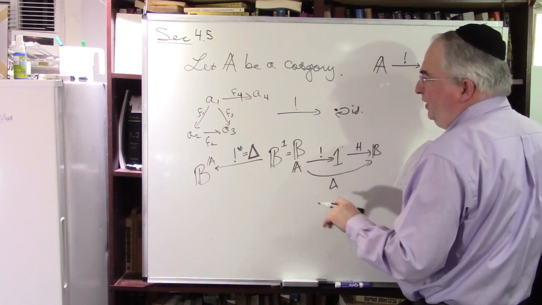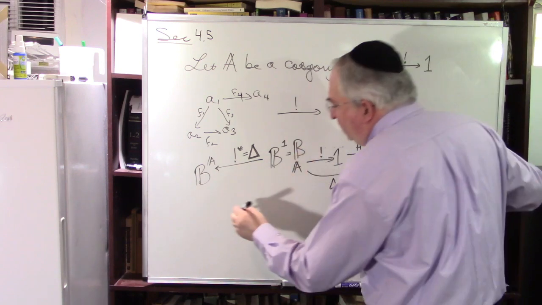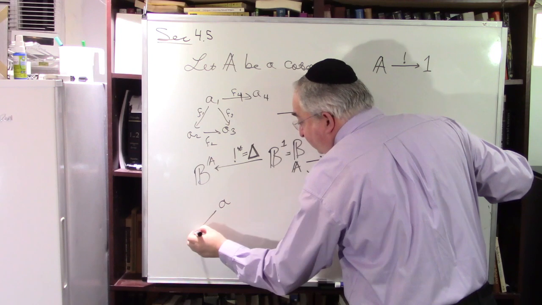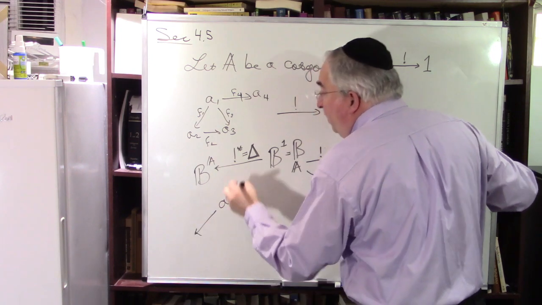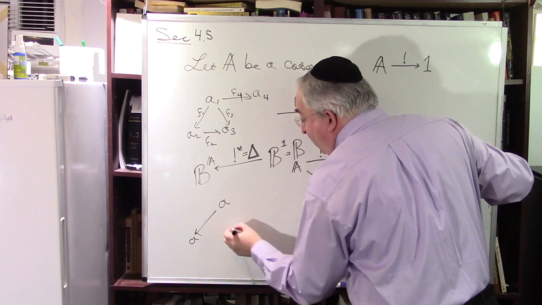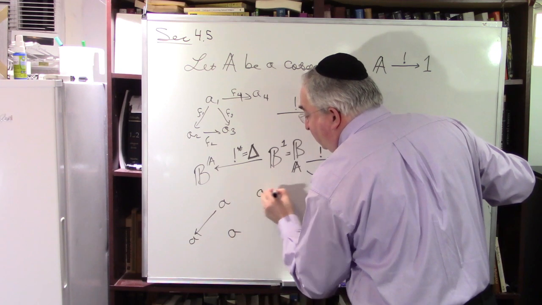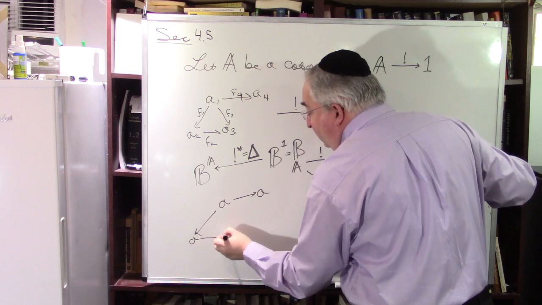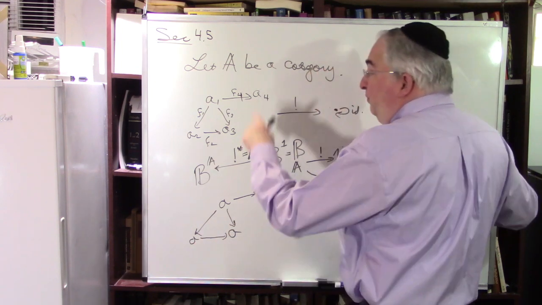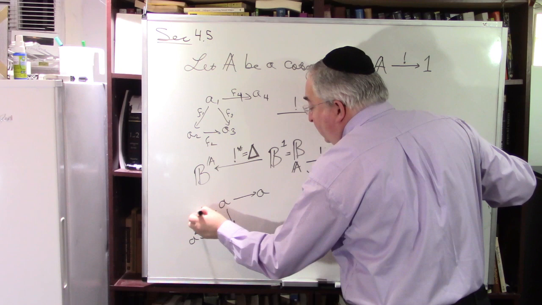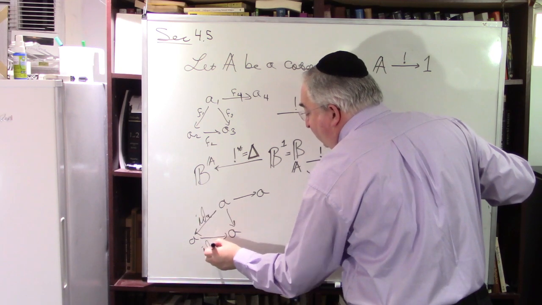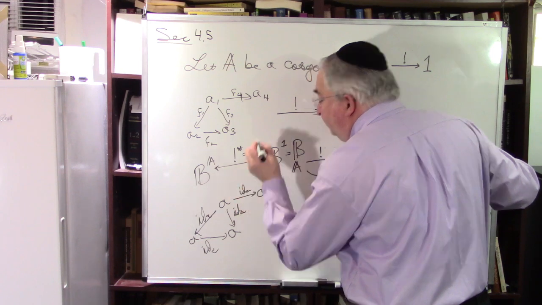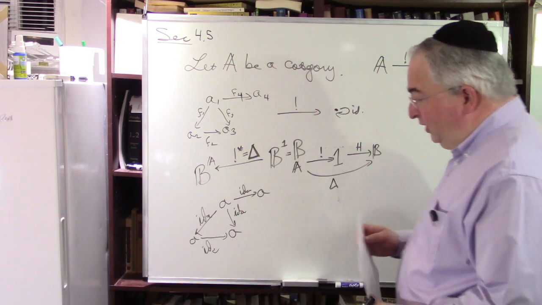Okay, we'll call this delta. The point is, what this will look like is the same shape, but with different objects. This is going to be A, this is going to be A, this is going to be A. Instead of having A1, A2, A3, A4, it's going to be one object, and the morphisms are all going to be the identities on A. Now, that's really one object.